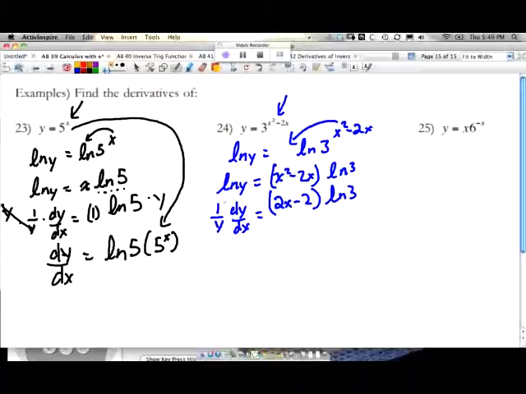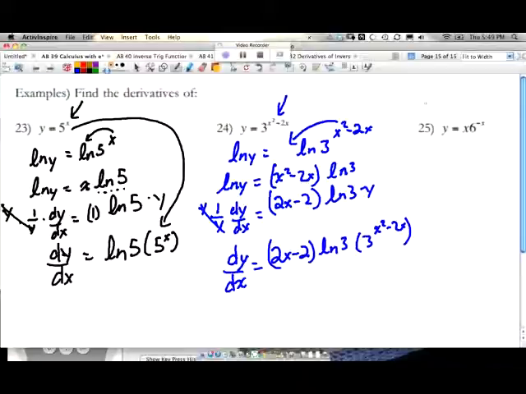So now I got to multiply by y on both sides. And I'll have the derivative dy dx equals 2x minus 2 times natural log of 3 times y, which in this case is 3 to the x squared minus 2x.